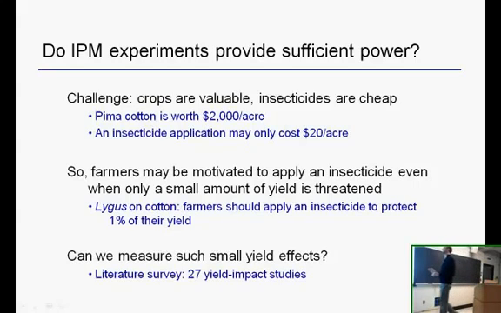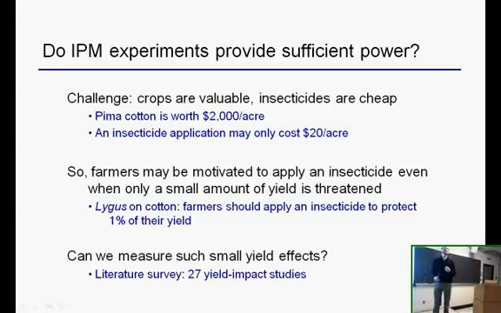So here's the problem. Crops are valuable, insecticides are cheap. So let's take an example. A typical acre of Pima cotton might be worth $2,000. Okay, that's not a particularly high value crop, sort of par for the course.